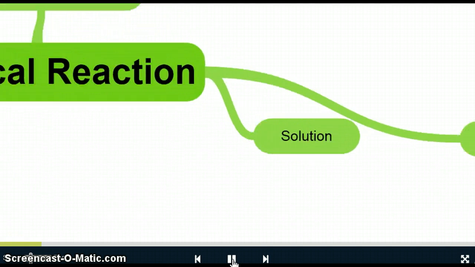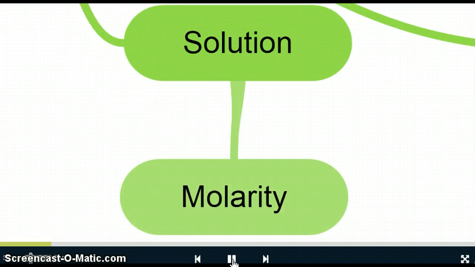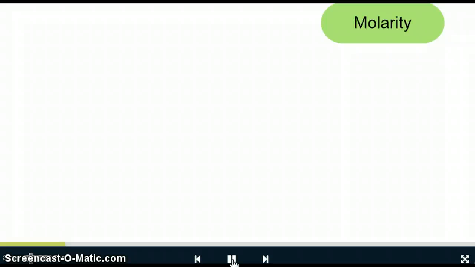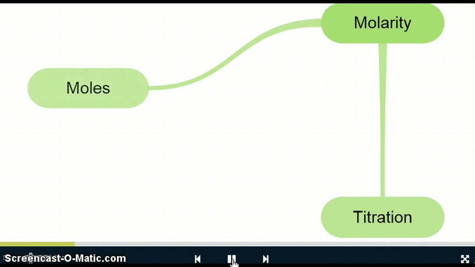If we look at the solutions firstly, the amount of a substance in a solution is determined by its molarity. So what is molarity? Molarity is the concentration in moles per decimeter cubed. The molarity can be determined by titration. So how would you do that?